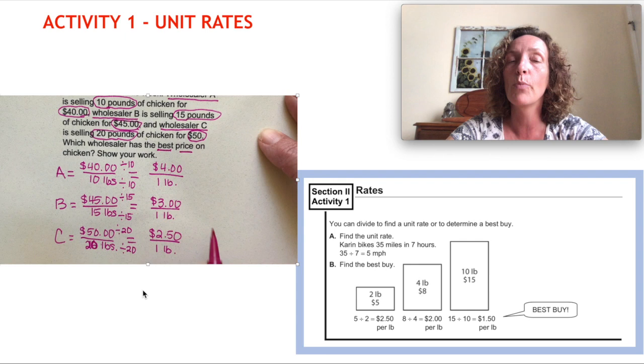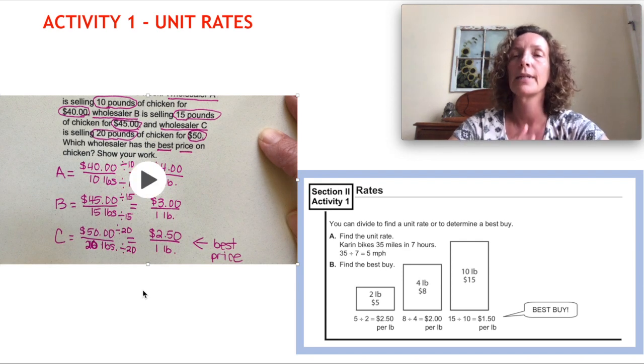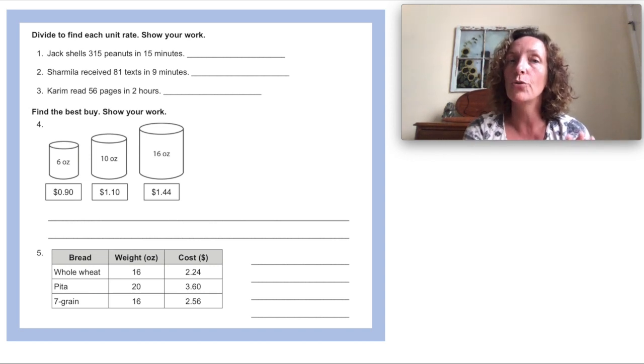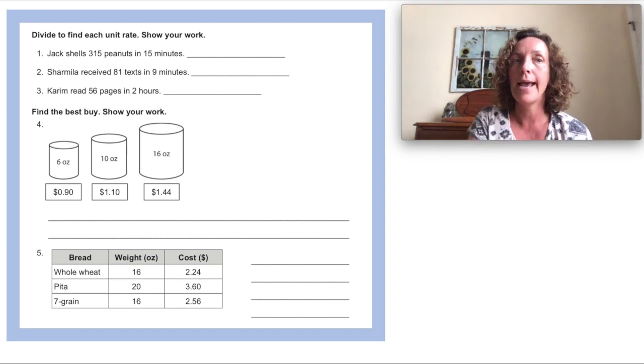$2.50. So if we are looking for the best price and we look at those unit rates, you can see that wholesaler C with a unit rate of $2.50 per 1 pound of chicken is the best price. So when you go and do your independent work that looks just like this, you can go back and look at the section of the video where I just did some sample problems, or look at the teaching part that is at the top half of your page, section 2, activity 1. Now, let's move on to the next activity.